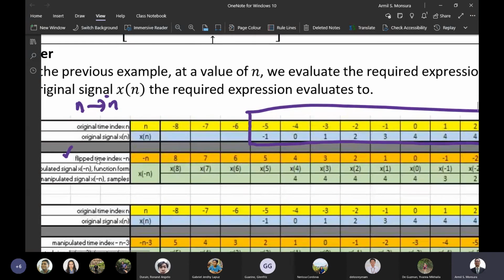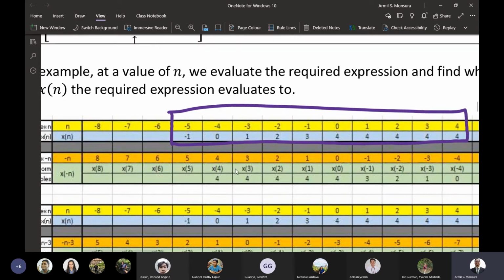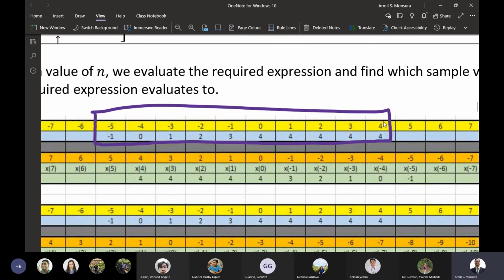Tapos, we will use this manipulated time index, okay, in order to index the original signal. Okay? So we will index now the original signal. So ito yung x of 8, x of 7, x of 6, x of 5, okay, x of 4, x of 3, x of 2, x of 1, and so on. Now, notice, dun sa original signal ninyo, this is x of 4. Tama ba?